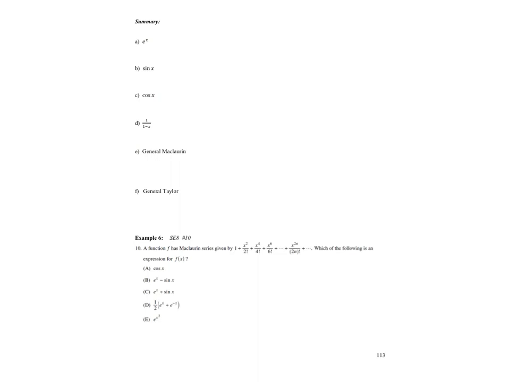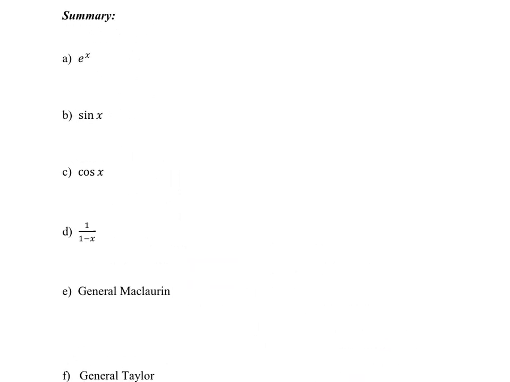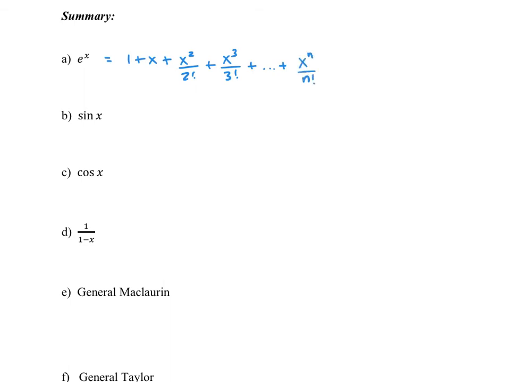So here's our summary. It's important to keep organized here and to understand each of the ones that we need to have memorized. So for e to the x, we have 1 plus x plus x squared over 2 factorial plus x to the 3rd over 3 factorial, and so on, x to the n over n factorial. For sine of x, we have x minus x cubed over 3 factorial plus x to the 5th over 5 factorial, x to the 7th over 7 factorial, and then so on. Remember, sine is odd, so that's one way to help memorize it.